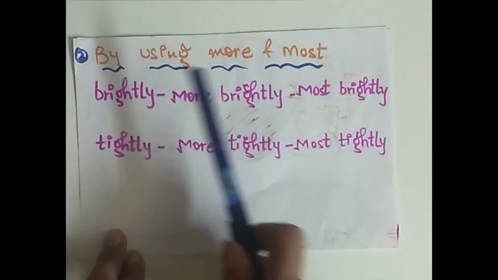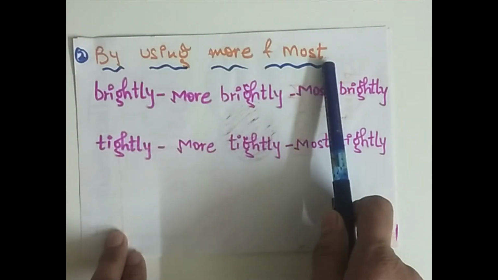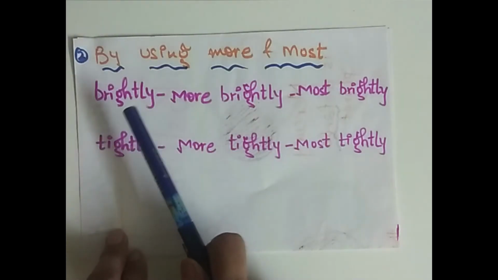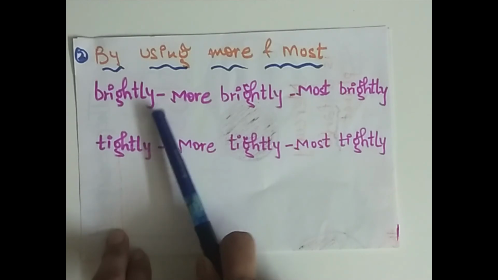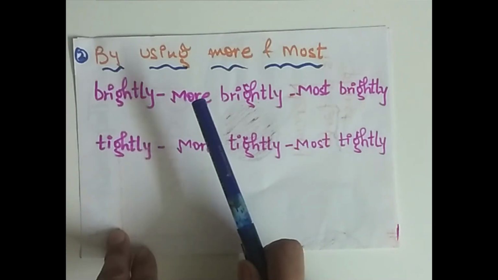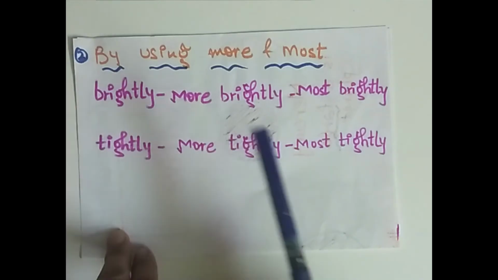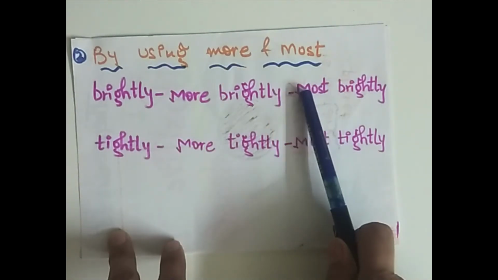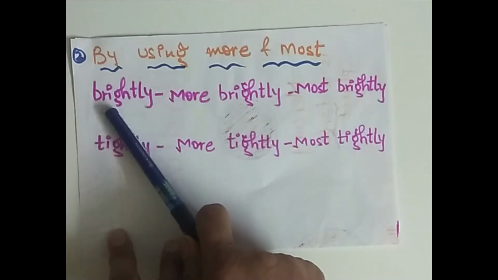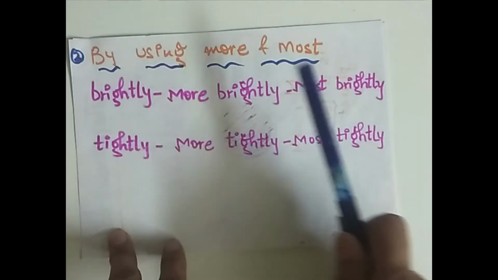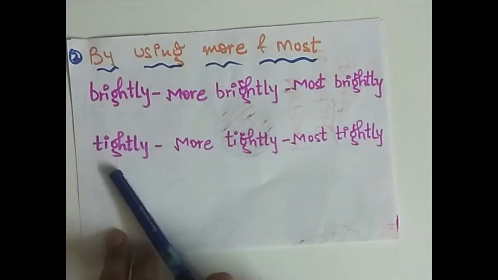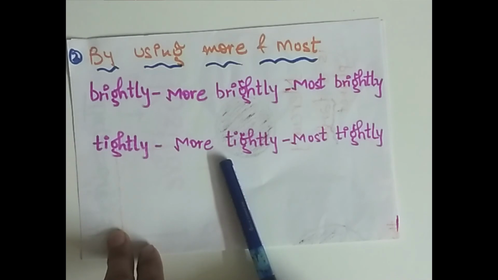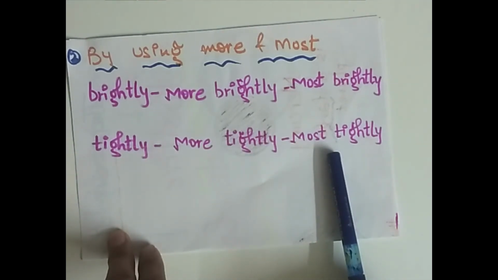Our second rule is by using more and most. Adverbs ending in ly usually form their comparatives and superlatives by adding more and most. For example, brightly, more brightly, most brightly, tightly, more tightly, and most tightly.